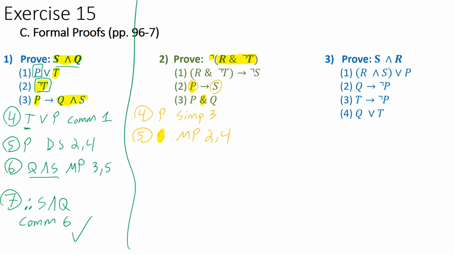S is here, not S is there, as the consequent of a conditional. So let's double negate. For line 6, we can say it's not the case that it is not the case that S, double negation 5, and now we can deny that consequent to thereby deny the antecedent. For 7, we can say it's not the case that parentheses R and not T by modus tollens with lines 1 and 6.